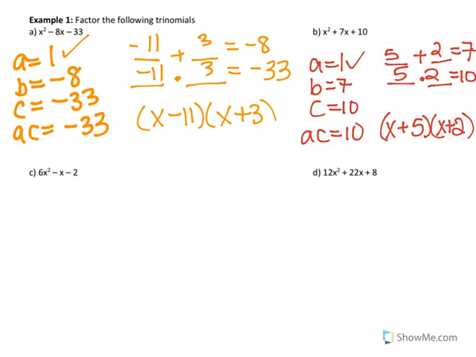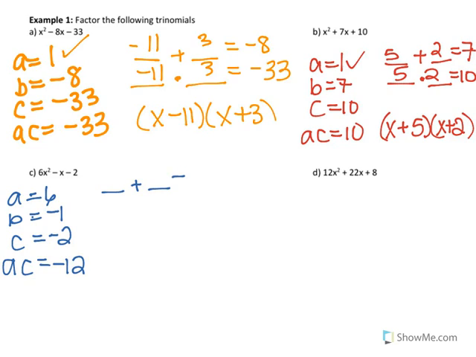Okay, next ones. When you find that your A value is not 1, check to make sure you have a common factor. If there is not one, then continue on. So A is 6, B is -1, C is -2, and AC is 6 times -2, so -12. So I want two numbers that add up to make B, which is -1, and multiply to make AC, which is -12. So our numbers, -4 and +3. Now we check to see if A is 1. It is not. We cannot skip the steps.